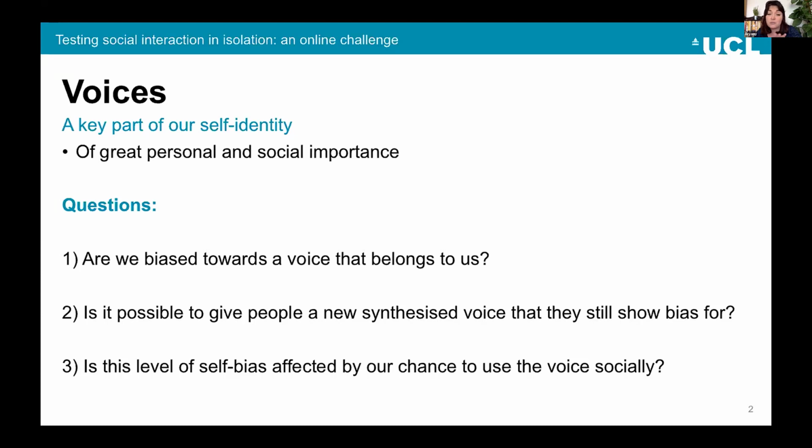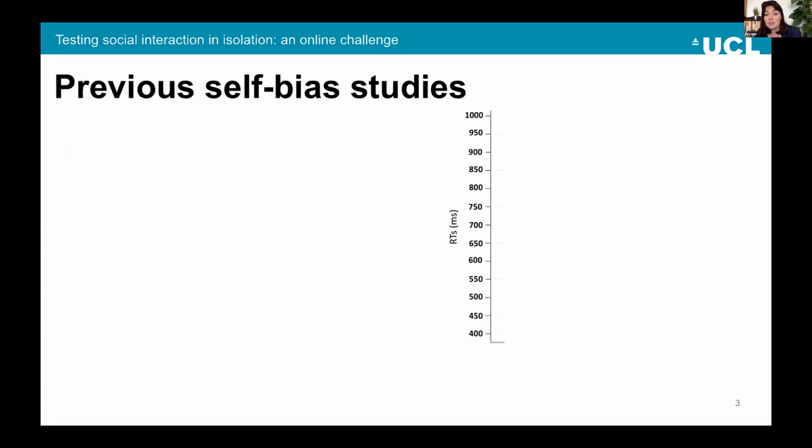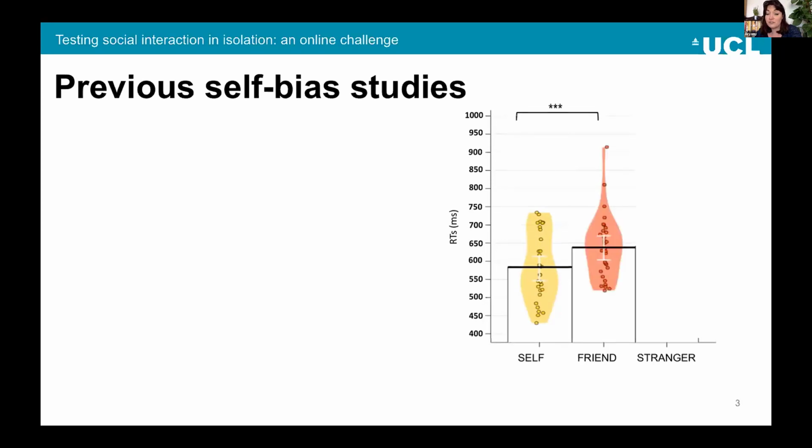The first part of my PhD looked to answer the first two of these questions. We can see here from the results that when we give people a new voice, simply by telling them that this new voice is now yours, this voice belongs to you, reaction times to that voice are significantly quicker than the reaction times to a voice we tell them belongs to a friend or a voice we tell them belongs to a stranger.